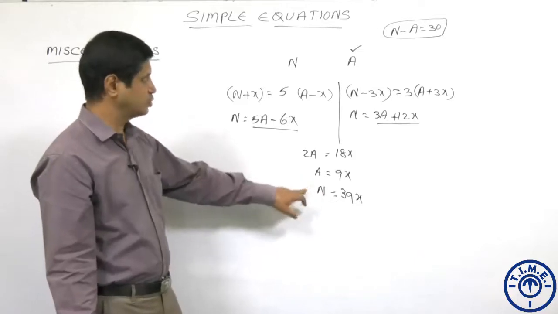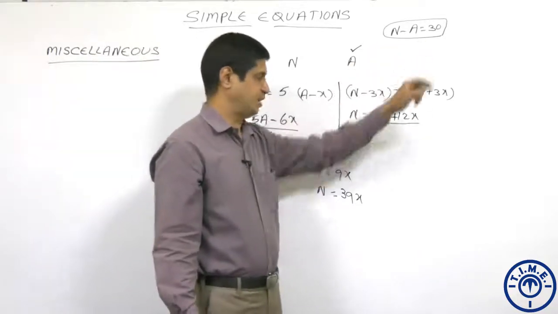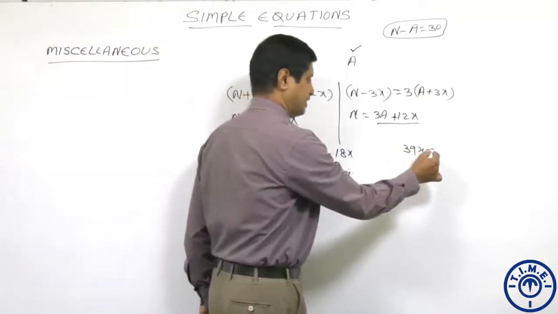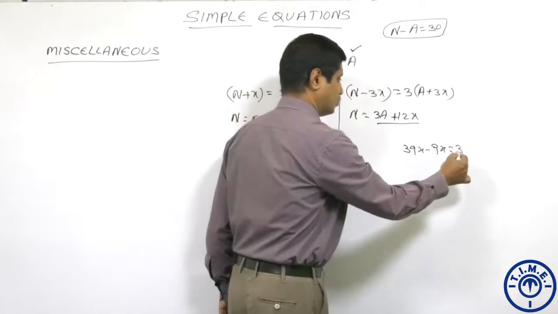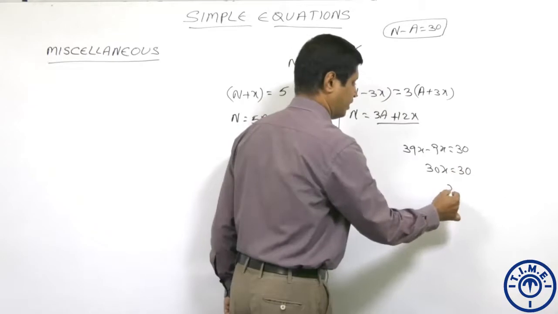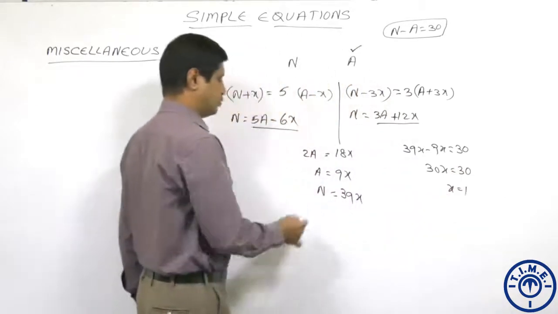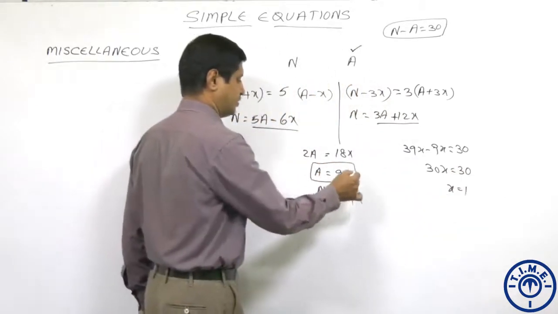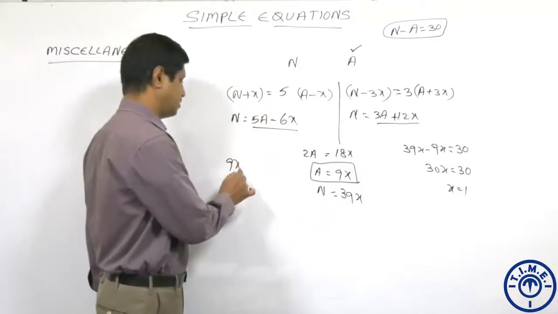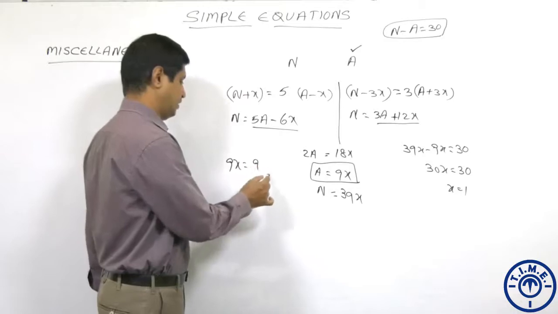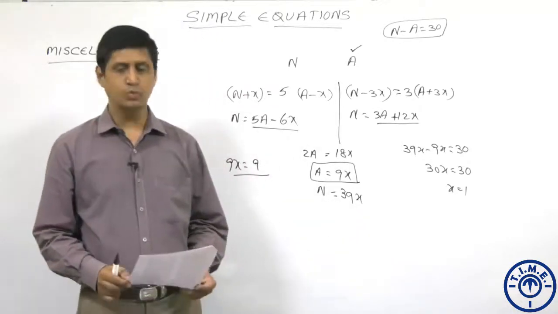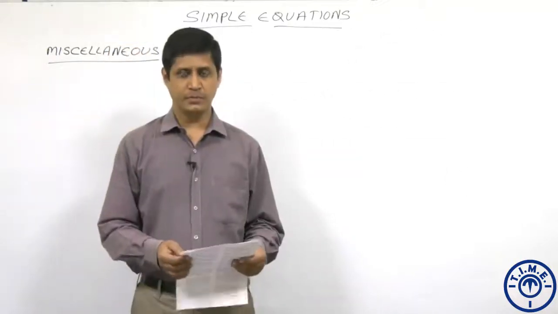Now the difference in these two is given as 30. The difference in these two means 39x minus 9x is equal to 30. The value of x we get as 1. X is equal to 1. What to find? The number of cards with Anita. So 9x is to be found. 9x means 9 into 1, it is 9. So what is the right choice for this question? Option 2. Now look at the next question.